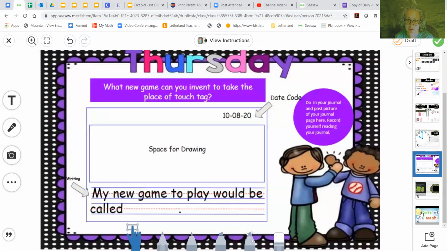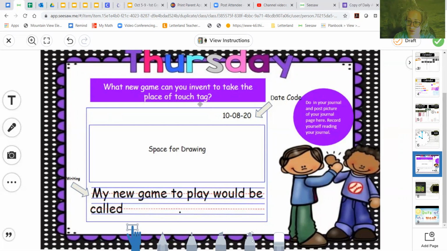Okay, let's take a look at our journal entry for today. What new game can you invent to take the place of touch tag? All right, well, we talked about that before. Being in the situation you're in, or if you could play with friends, maybe somehow do it where you're online to take the place of touch tag, or something you could do if you were able to get together with some of your friends, because we're supposed to keep the 3 W's. And when you keep your distance 6 feet from each other, there's no way you can tag each other.